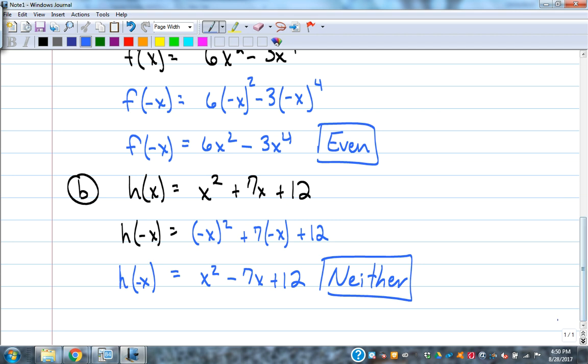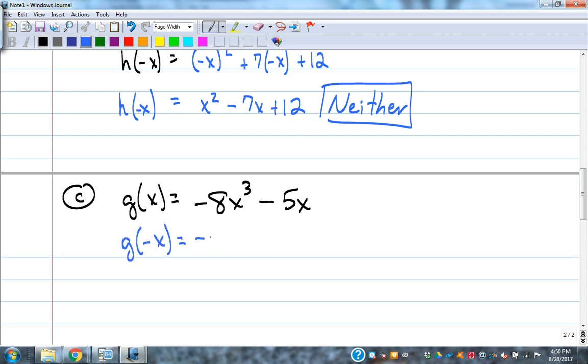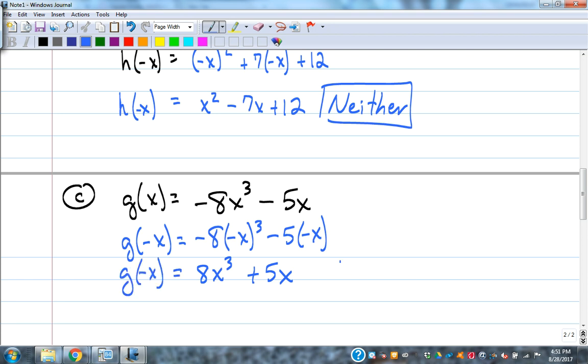If you had something like g of x equals negative 8x cubed minus 5x, technically, the rule is plug in negative x. Negative to an odd exponent turns out to be what? Negative. Negative x cubed times negative 8 makes it positive 8x cubed. Negative 5 times negative x makes it positive 5x. Did that change everything? Yes.